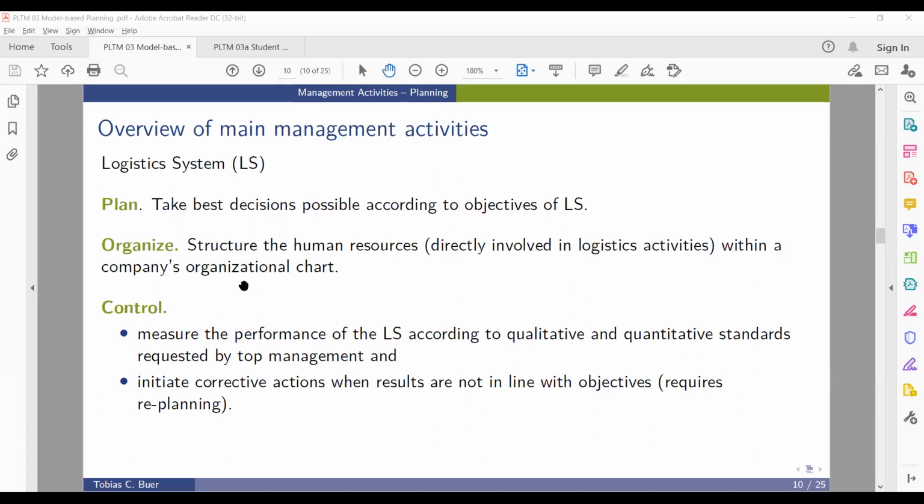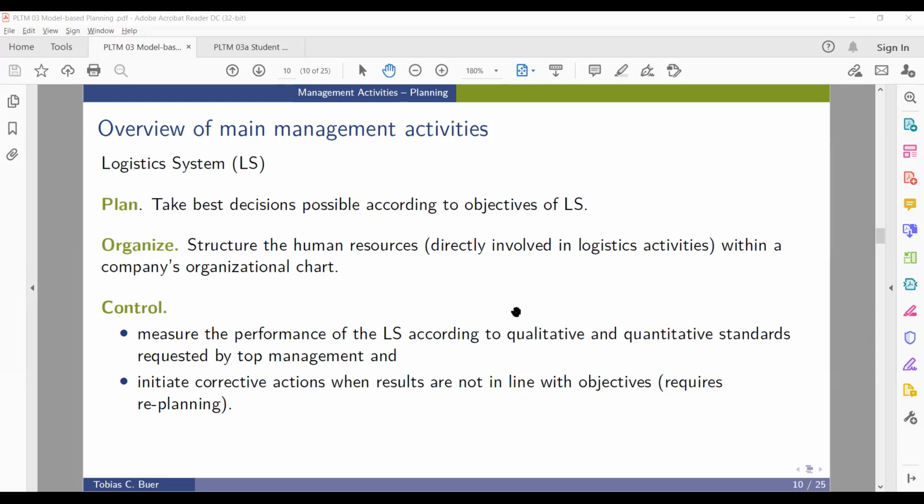It's when you plan your study program, which courses you should take. You try to make the best decision possible according to your objectives. Your objectives might be finishing as quickly as possible, studying slowly and relaxed and not taking too many courses, or trying to maximize your grades, whatever. So the objectives might be different for different persons.